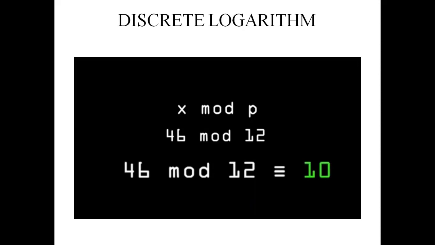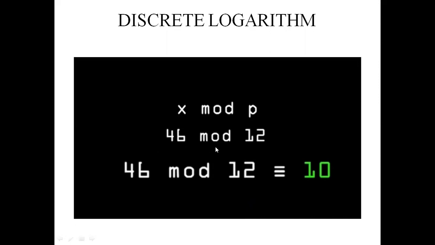So what do you mean by congruence class? We have studied this already in module 1; here I'm just briefing it. Assume x is any integer and we take it mod p, where p can be any integer. For example, I'm taking 46 as my x value and 12 as my p value, and here I will find the congruence class.